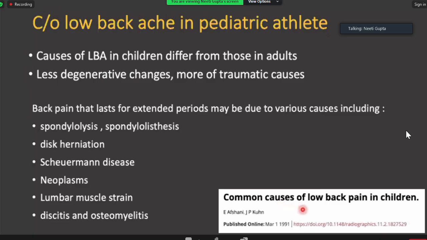Now coming to another scenario for which I get routine referrals, as we have a sports academy not far from our hospital. Complaints of low back pain in adolescent athletes. Now let's have a look at one case.